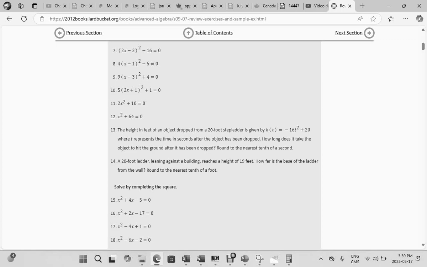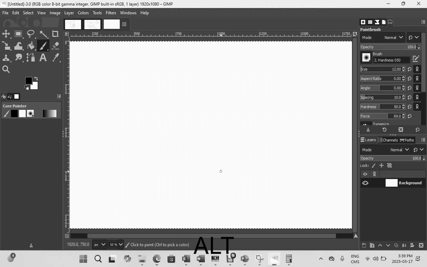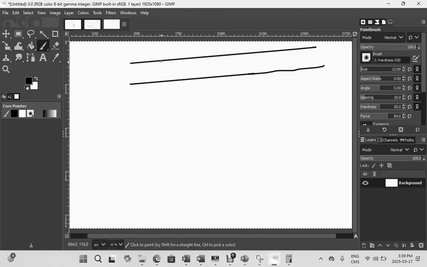So we have a 20-foot ladder, so we know the length of this ladder. Suppose this is your ladder. The length of this ladder is 20 feet.